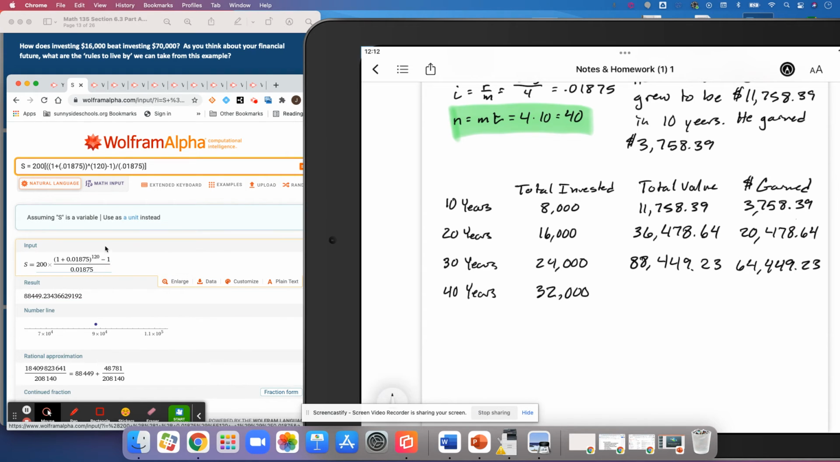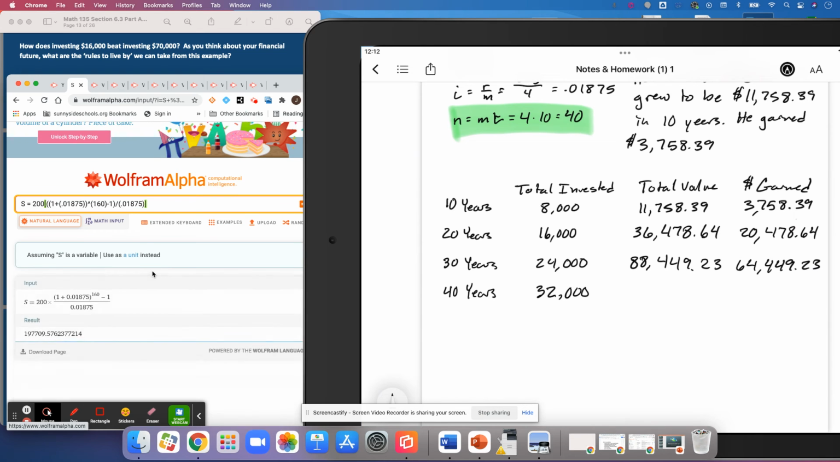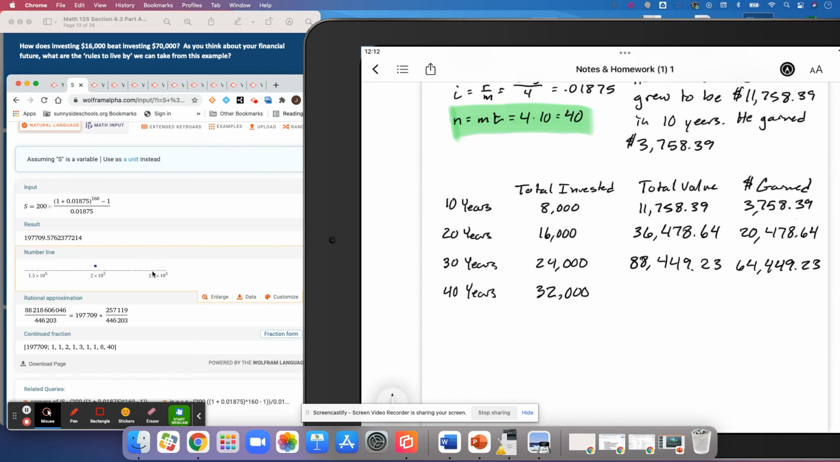And our last one, everyone, over 40 years. So 40 times 4 is going to be 160 compounding periods. We end up with a total value of $197,709.58. And so the total amount gained there, everyone, is going to be $165,709.58. Again, made for doing nothing.